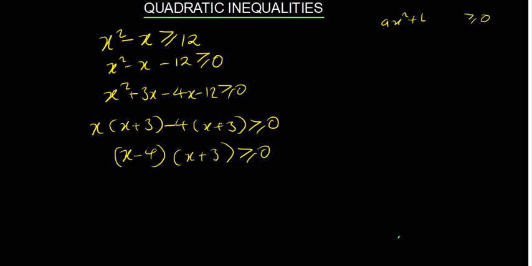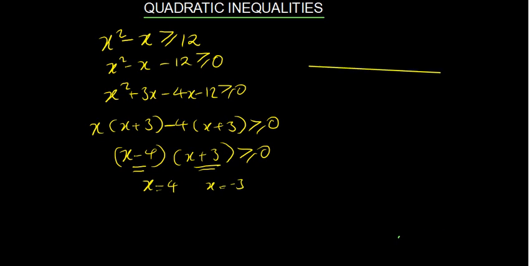From here, what are our critical points? Equate what is inside to 0. We are finding that x is equal to 4. And equating the other factor to 0, we are finding that x is equal to negative 3. These are the two critical points which we have. So we are going to make a number line where we have those two critical points, with negative 3 on the left and positive 4 on the right.